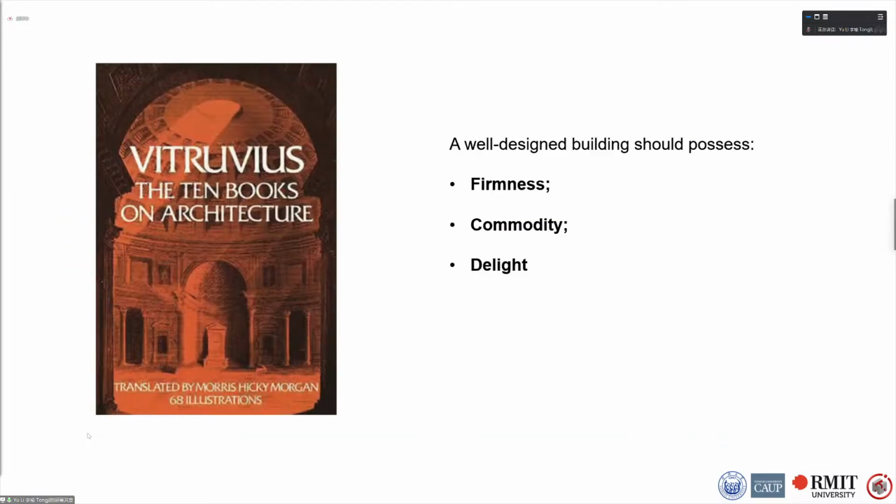In the famous book The Ten Books on Architecture, Vitruvius argued that every building should take into account firmness, commodity, and delight, which are regarded as the three essential principles of architectural design. Among them, firmness is considered the most important principle.